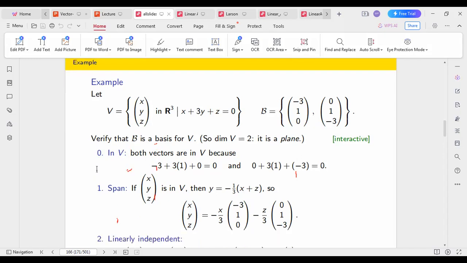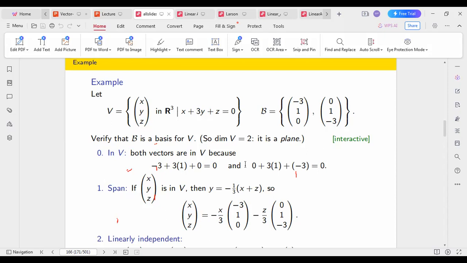Now, first of all, in B, both vectors are in B because this can be written as x equals -3 and y equals 1 and z equals 0 for the first equation. And for the second equation, x equals 0, y equals 1, and z equals -3. That means we get the linear combination satisfied.